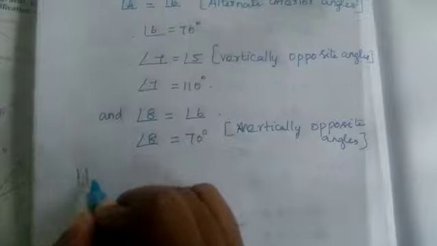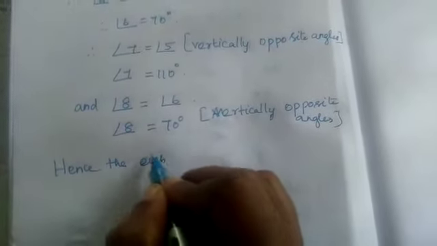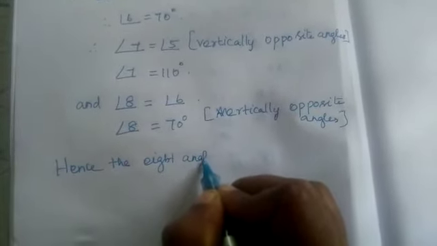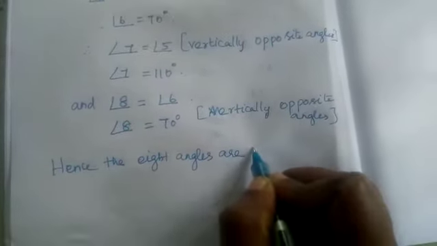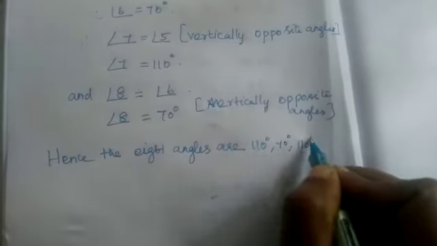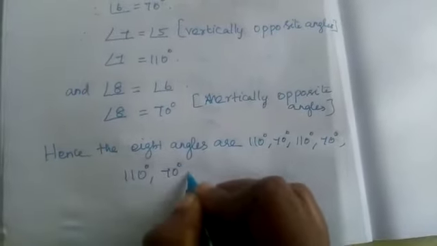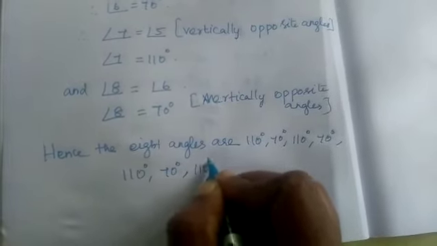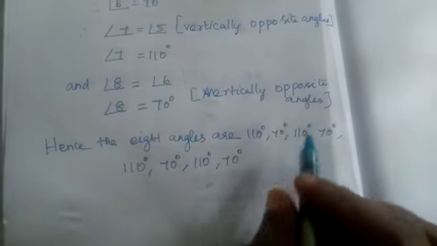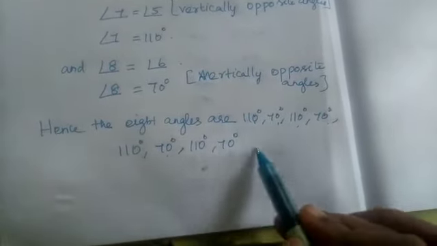Now we have found all the 8 angles. Hence the 8 angles are 110 degree, 70 degree, 110 degree, 70 degree, 110, 70, 110, 70. This one is angle 1 value, 2, 3, 4, 5, 6, 7, 8. This is our answer.